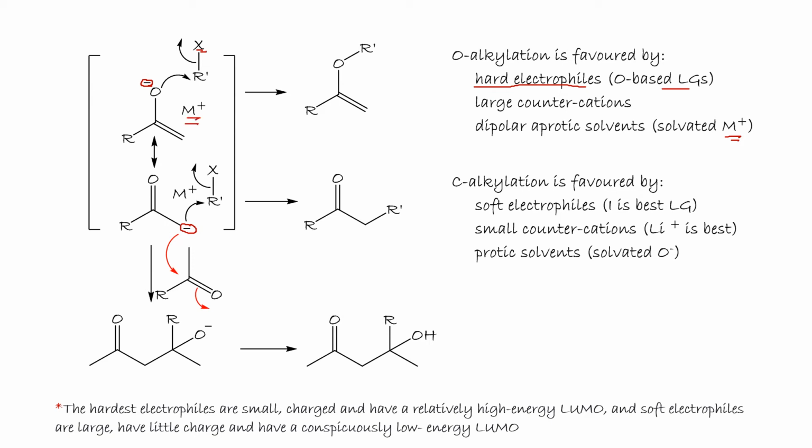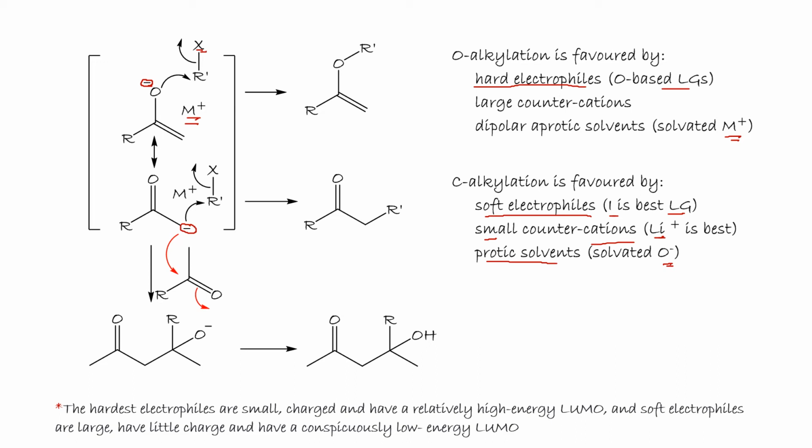For C-alkylation, you need soft electrophiles, iodide is the best leaving group, a small countercation, lithium is the best, and a protic solvent to solvate O-.